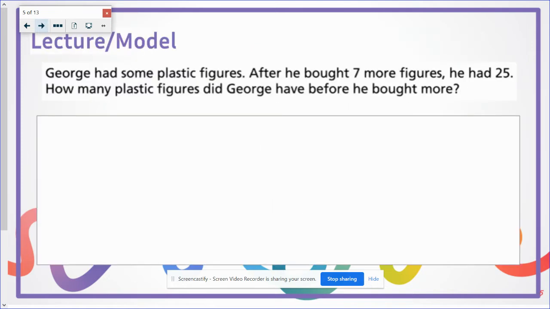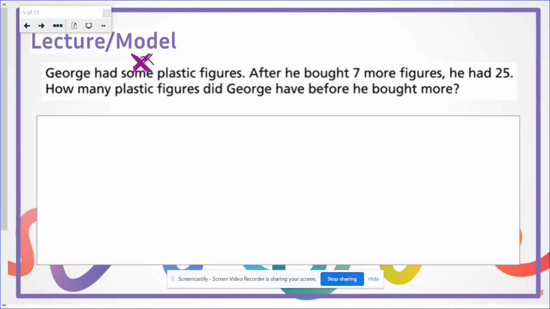All right, so I'm looking at this situation here. George had some plastic figures. We don't know how many, we know he had some. Let's call that X. After he bought 7 more figures, he had 25. How many plastic figures did George have before he bought more?